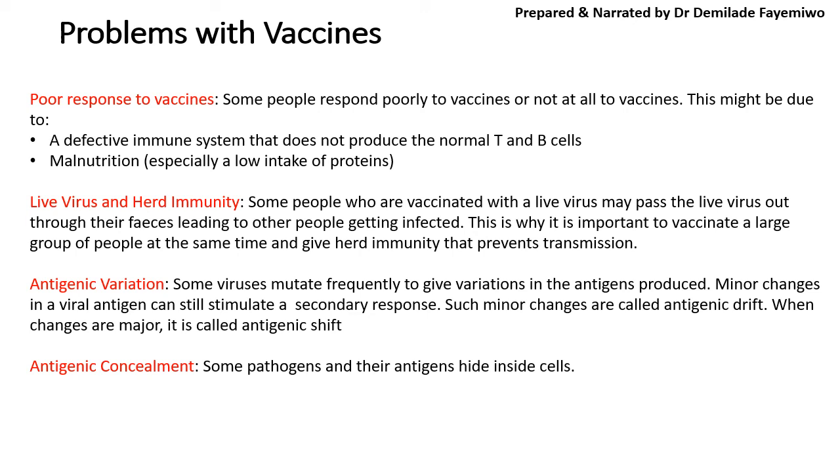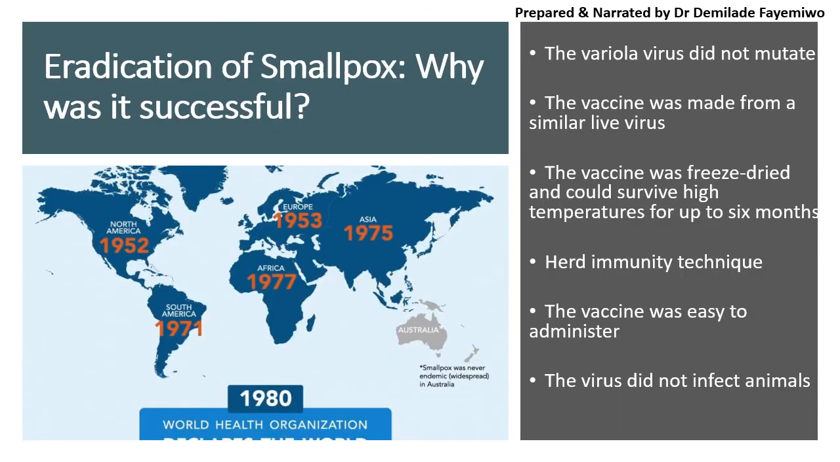You can also have antigenic concealment as a problem with vaccines. Some pathogens hide inside cells, so their antigens are not easy to see, which again makes it important that the killer T cells are able to patrol the body and scan the cells of the body to see if they are harboring any pathogens and their antigens, and to destroy such cells.